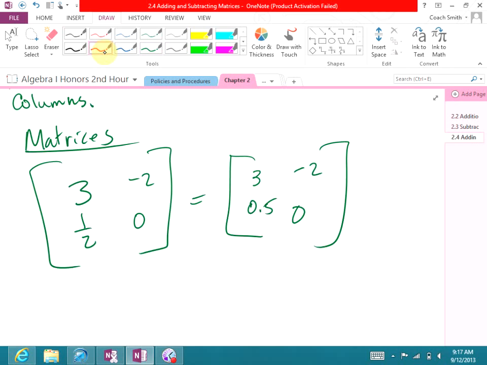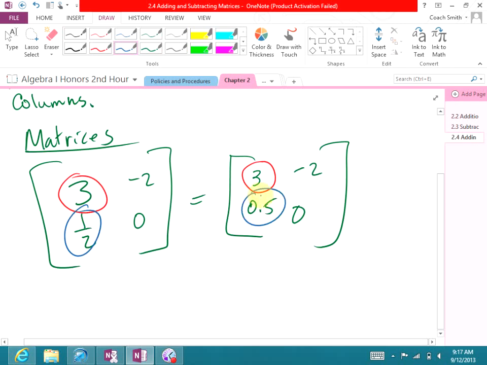Now, what they mean by corresponding positions is this. The 3 here and the 3 here. That is a corresponding position. Upper left in one, upper left in the other. Obviously, the 1/2 here and the 0.5 are corresponding positions. Okay? Lower left, lower left. All right, so they want you to see how they correlate to each other. Okay, they're different spots, different rows, different columns, they correspond.